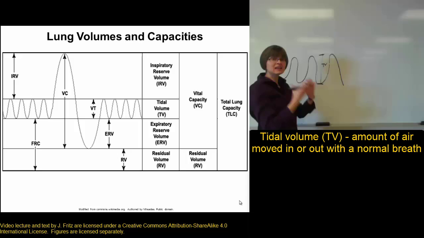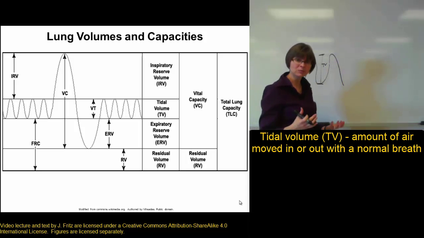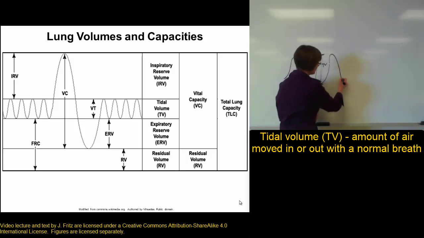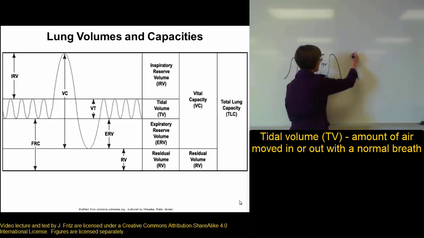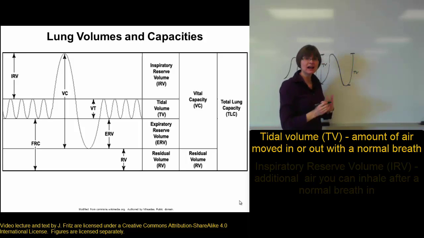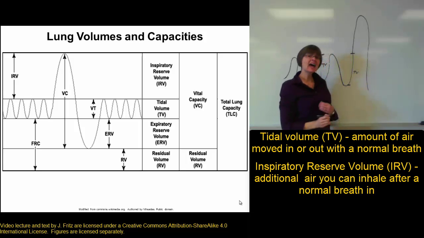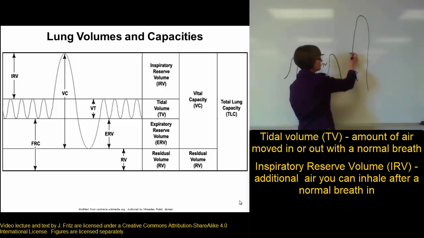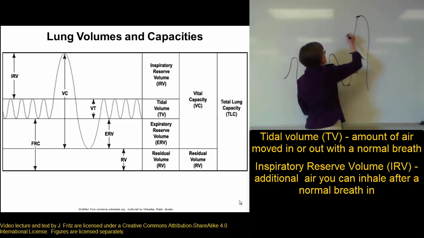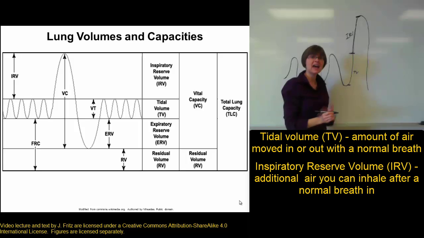We know you can breathe in more air than you normally do. If you do a forced inspiration, you can get more air in. So if we breathe in the normal amount of air, that's the tidal volume from here to here, and then you breathe in as much as you can. That line's going to go up quite a bit higher. That extra amount of air you can breathe in is called the inspiratory reserve volume. So from the top of the tidal volume to as much as you can breathe in, that's your inspiratory reserve volume, the extra air you can breathe in after you've had a normal breath in.